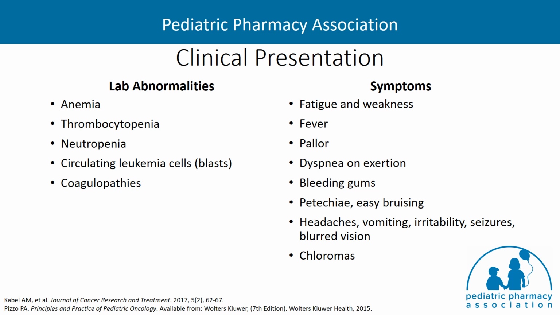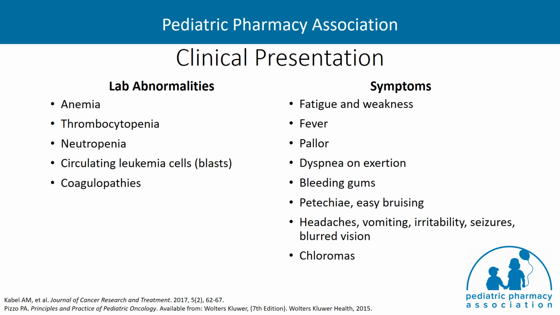So most of the laboratory abnormalities are seen on a complete blood count or CBC with differential, specifically anemias, thrombocytopenias, neutropenias, and then the presence of circulating leukemia cells, which are commonly denoted as blasts on CBCs. Lastly, coagulopathies are also frequently reported in this patient population. And all of these laboratory abnormalities are associated with the development as well as growth of the disease process within the bone marrow itself and other parts of the body.